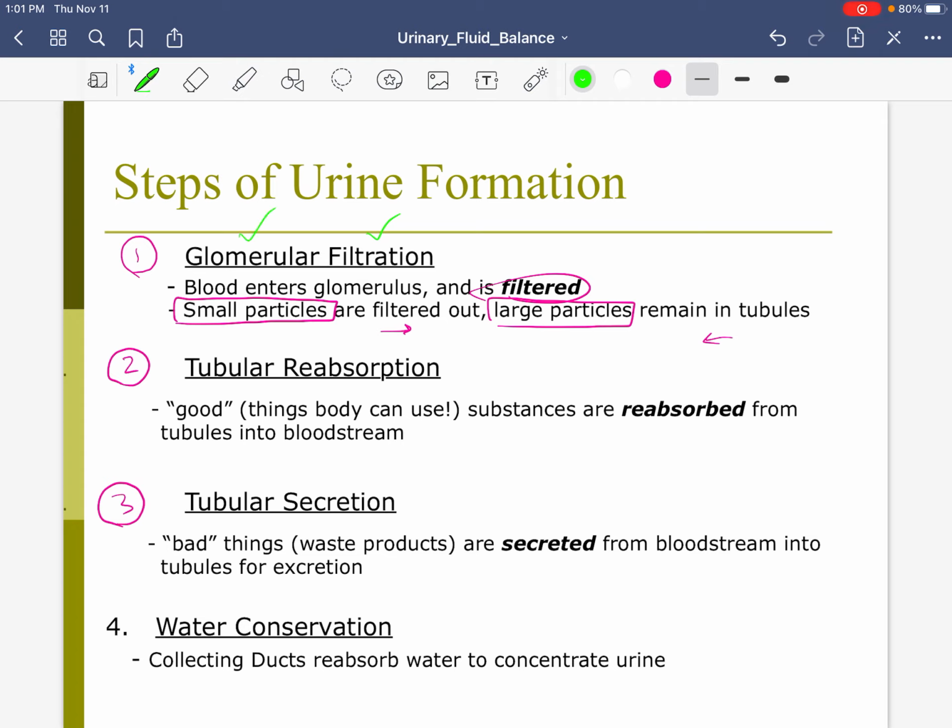And then, once we get to the tubules, so you can see what's happening and where it's happening. So glomerular filtration, the blood is being filtered, and it's occurring in the glomerulus. Then we have reabsorption and secretion. And where are these occurring? In the tubules. So here is where we separate good things from waste.